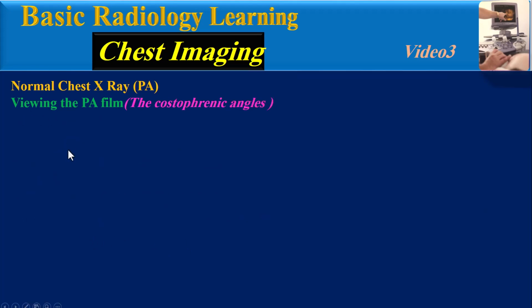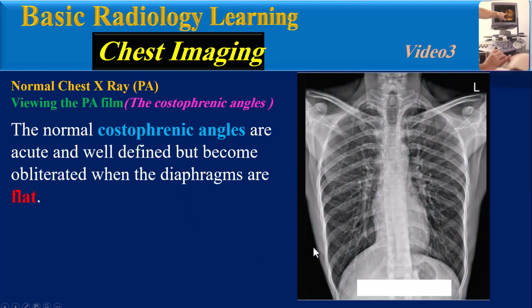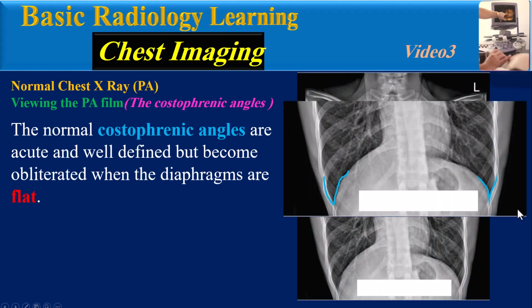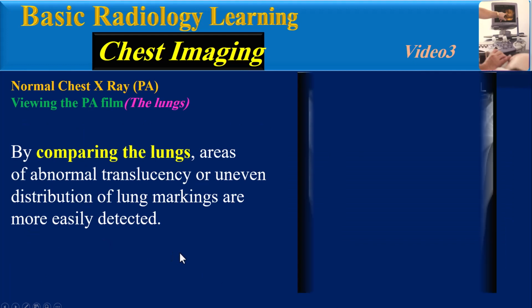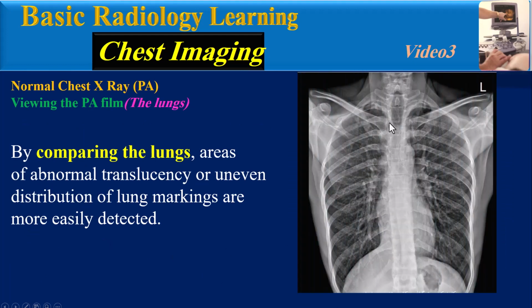Another pleural space is the costophrenic angles. The normal costophrenic angles are acute and well-defined but become obliterated when diaphragms are flat. The lungs. By comparing the lungs, areas of abnormal translucency or uneven distribution of lung markings are more easily detected. We can compare both lungs from apex to base in this manner.